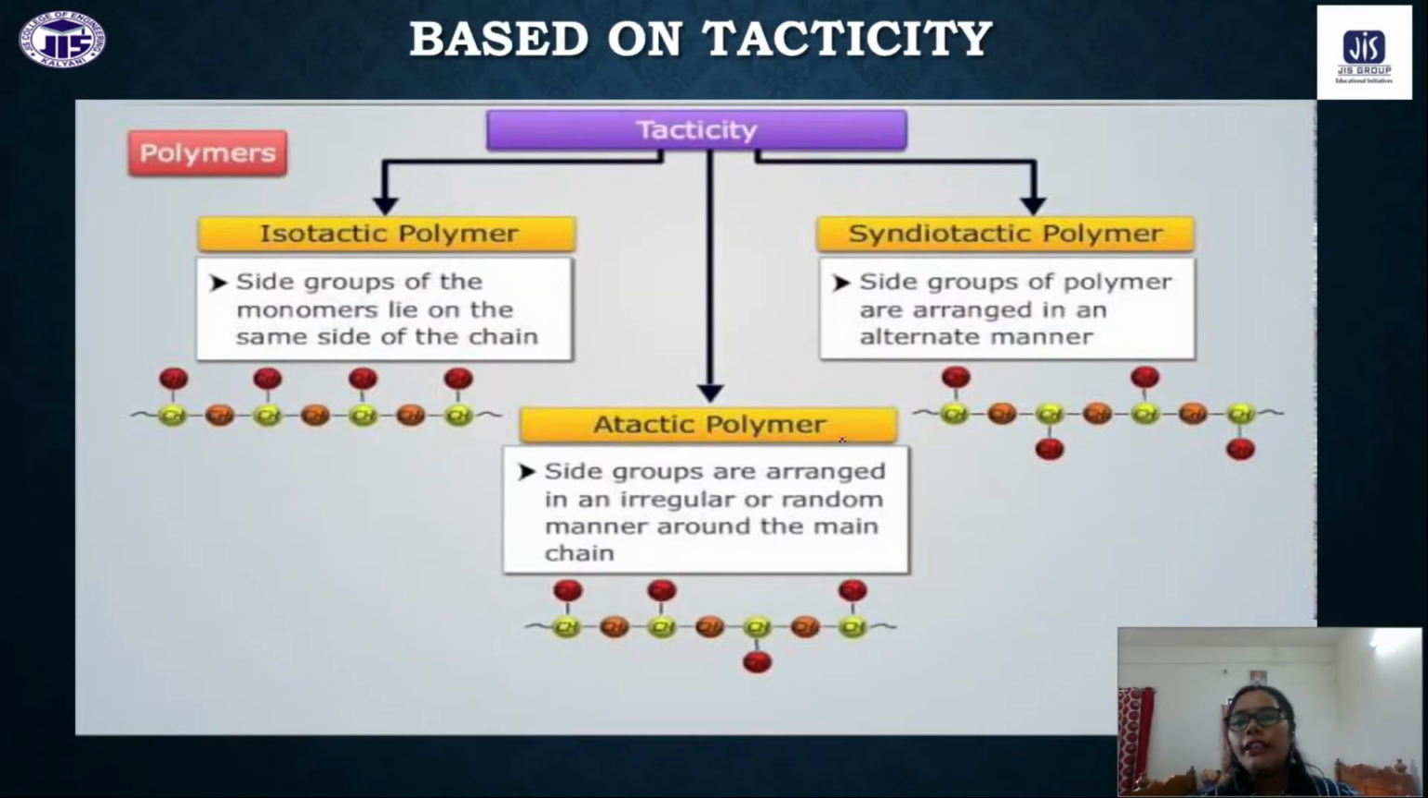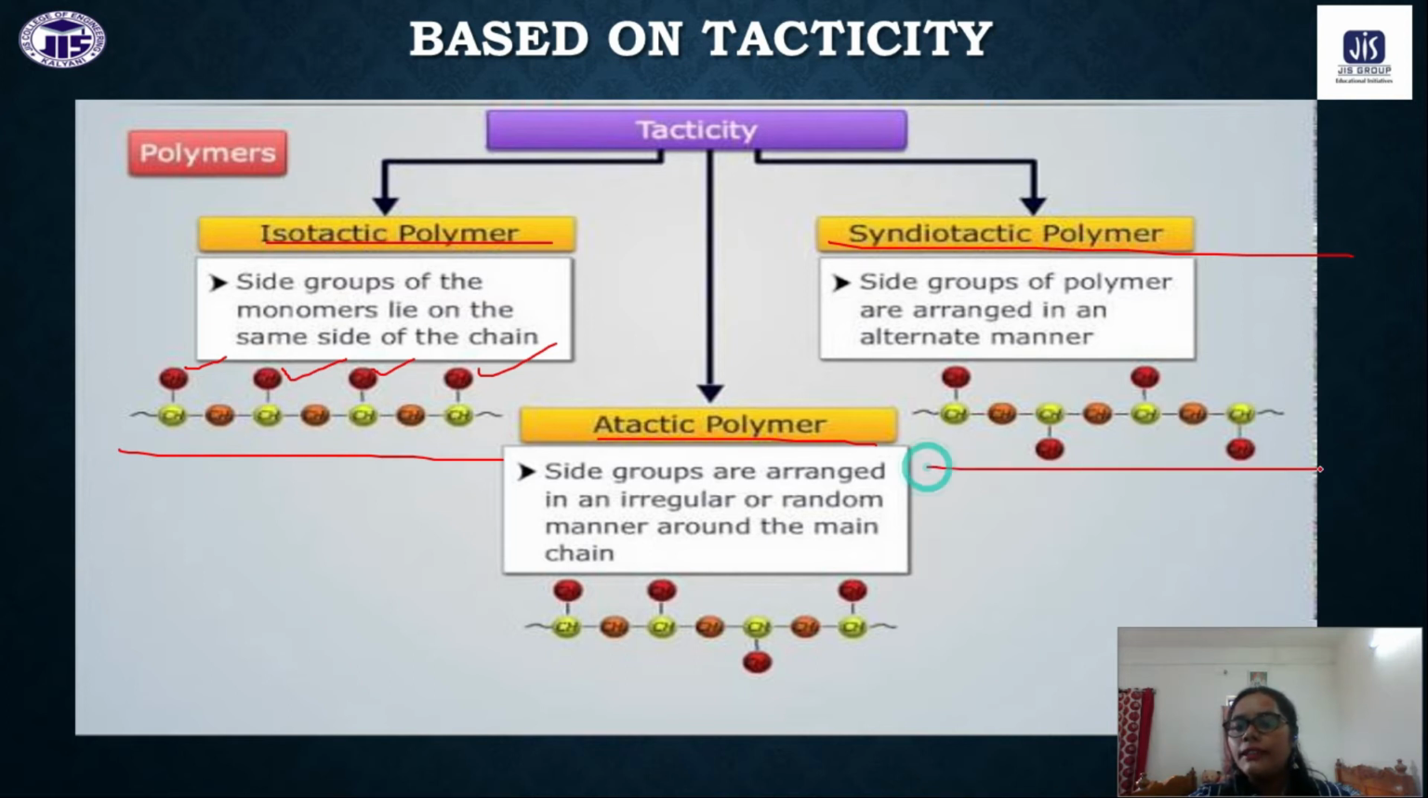Now we have polymers classified based on tacticity. Generally we have the isotactic polymer, syndiotactic polymer and atactic polymer. Isotactic polymer means, if you see this polymer, all the red balls are in the same position. If we consider these to be alkyl groups, all the alkyl groups are in the same position, so that is called isotactic.